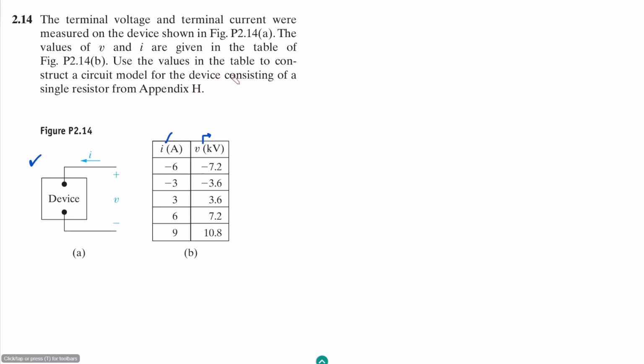Okay, use the values in the table to construct a circuit model for the device consisting of a single resistor from appendix H. Okay, so this is basically a circuit. This voltage has been applied. This is the device, and if we can draw it precisely, it is this resistor. Okay, the value of current is produced by applying the value of voltage, which is here. Okay, so this is the voltage. When applied, the current flows here.